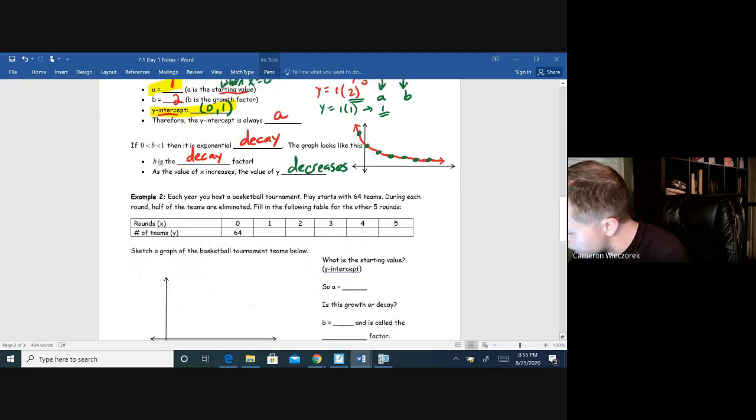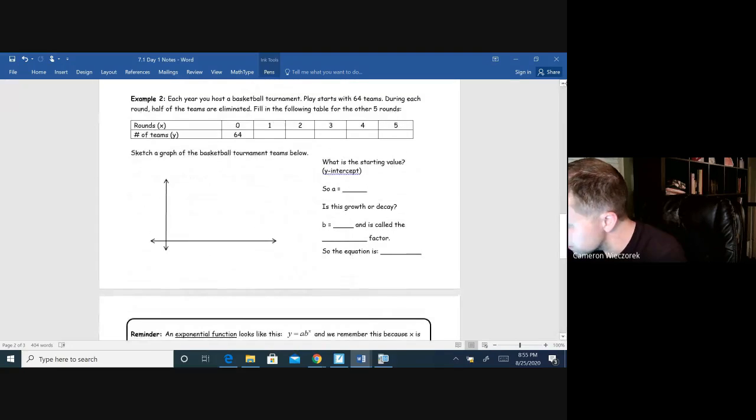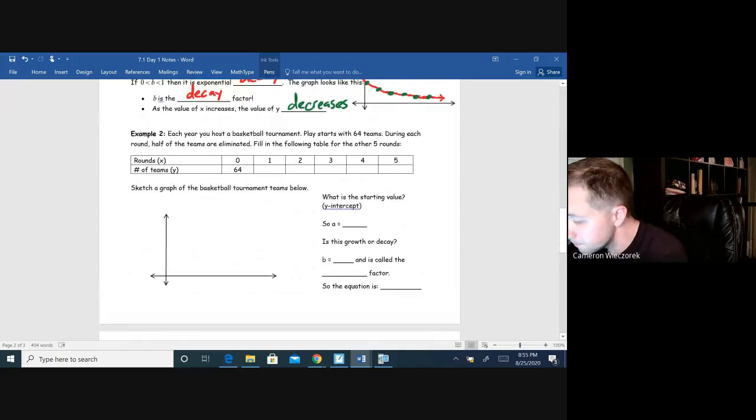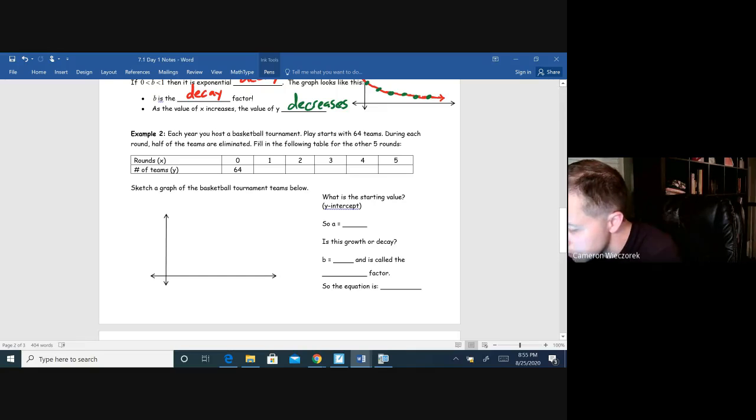We did an example with bacteria, which was exponential growth. I always think a good example of exponential decay is like a tournament where 2 teams are competing and only one can win. The most classic example is the March Madness tournament. 2 basketball teams play, only one can win. Every single round of March Madness, half the teams are eliminated because half of them win and half of them lose.